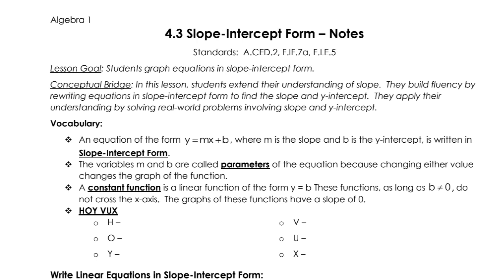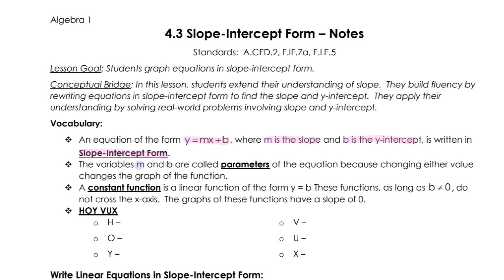For this video, we'll be talking about section 4.3, which is slope-intercept form. To start, we have some vocab here. An equation of the form y equals mx plus b, where m is the slope and b is the y-intercept, is written in slope-intercept form.